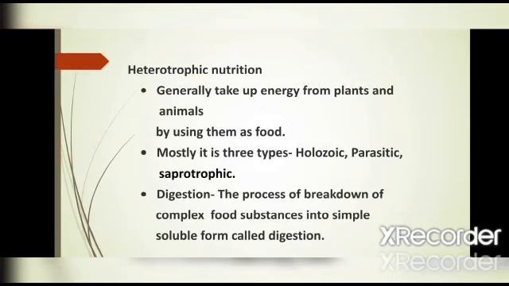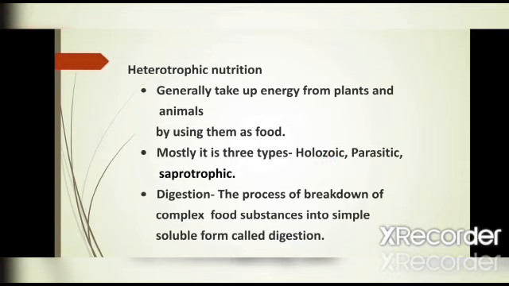Heterotrophic nutrition generally takes up energy from plants and animals by using them as food. Mostly it is 3 types: holozoic nutrition, parasitic nutrition and saprotrophic nutrition. What is holozoic mode of nutrition? Those organisms which take in their food in the form of solid substances, that is called holozoic mode of nutrition. Example, amoeba and all animals.